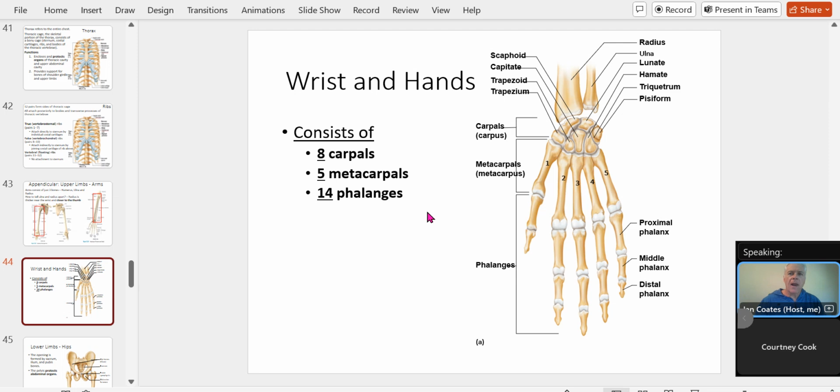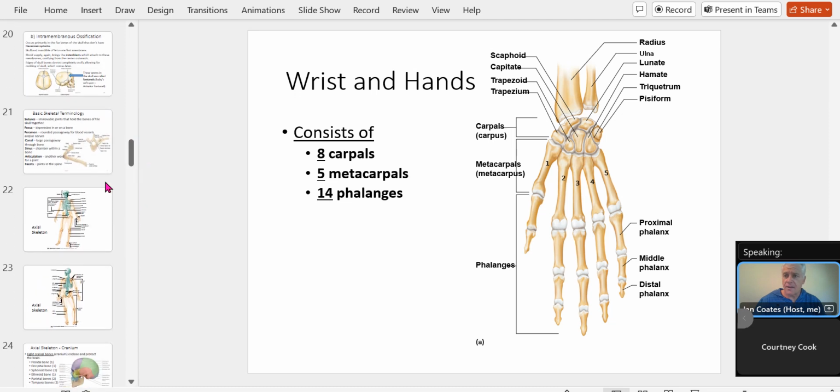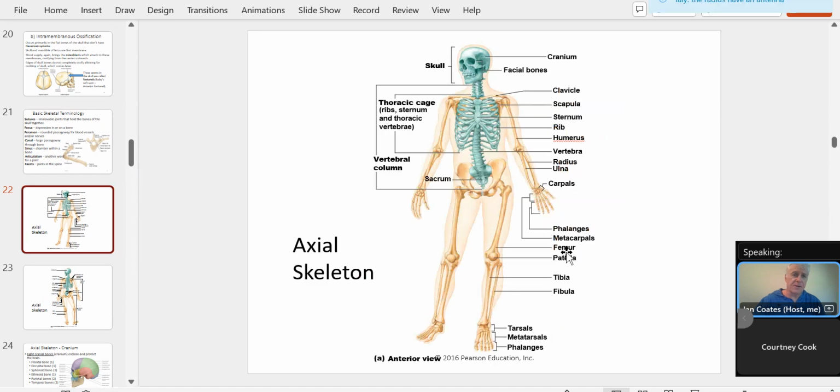Wrist and hand. I'm not going to go too crazy on this. I like all the big bones. All this stuff here is pretty good. As long as you know that wrist bones are carpal bones, perfect. Hand bones, these are metacarpals. These ones here, phalanges.